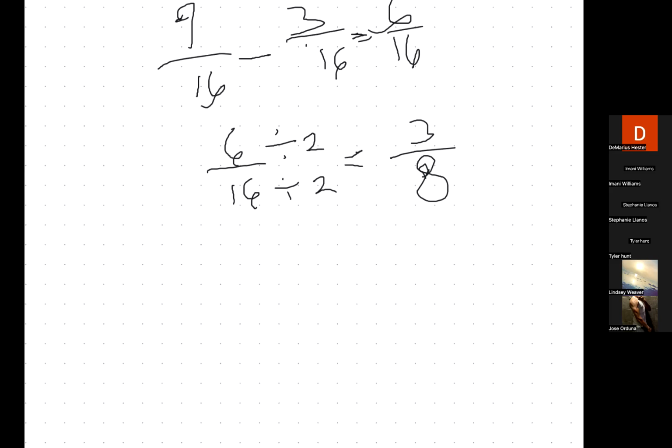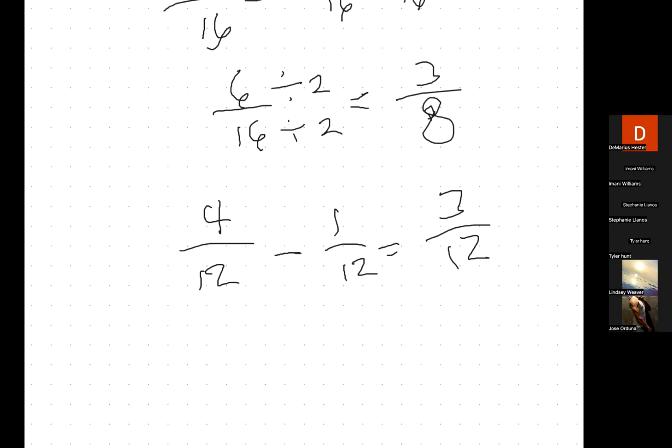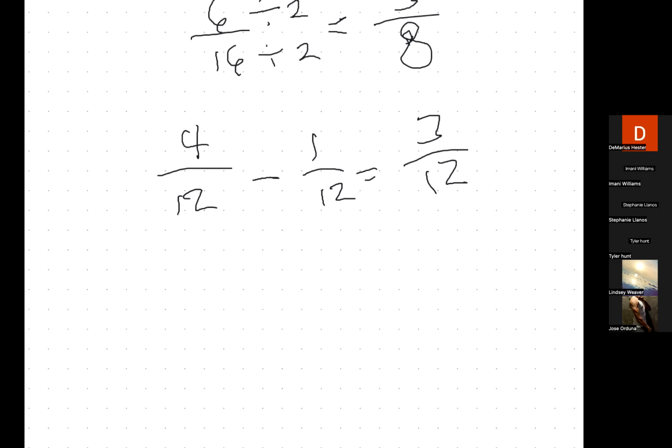Let's try this one. 4 over 12 minus 1 over 12 is going to equal 3 over 12. And if you simplify 3 over 12, divided by 3 on top and bottom, it's going to equal 1 over 4.